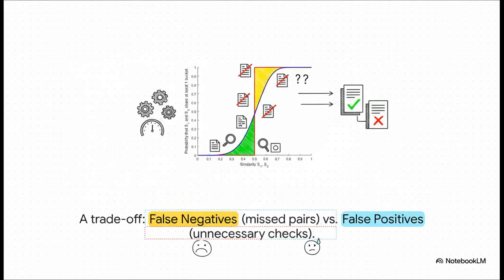This S-curve is really the heart of LSH. See that yellow area? Those are our false negatives, documents that are actually similar but our system might miss them. And the green area? Those are the false positives, dissimilar documents that our system flags for a final check anyway. The whole game is about tuning the system, like by changing the number of bands, to shrink both of those areas as much as possible and get that curve as steep and as close to that perfect light switch as we can.